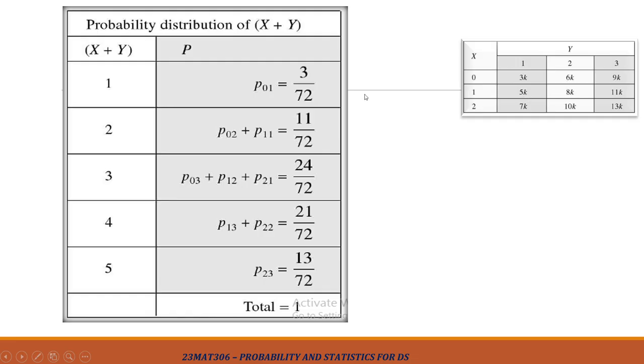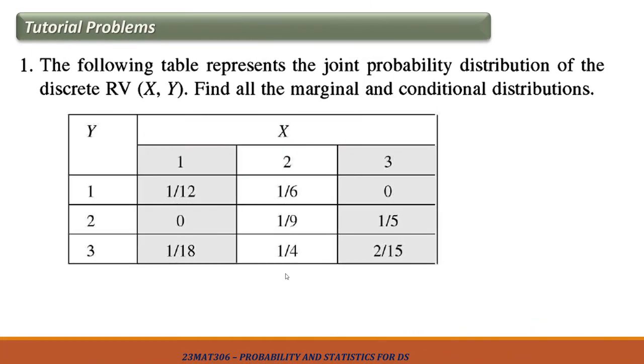So we have to add these two things, 5k plus 6k, 11k. The k value is 1 by 72. We have to substitute it here, 11 by 72. Likewise, proceed further. Finally, we get the total probability as 1. This problem is for your practice. In this problem, the joint probability distribution function is given. We have to find all the marginal and conditional distributions.